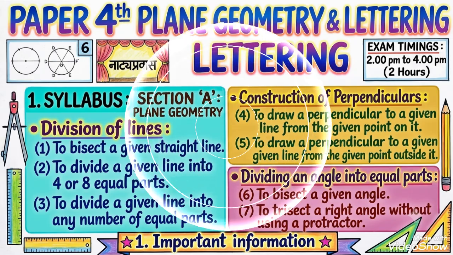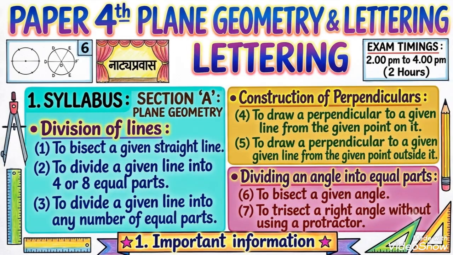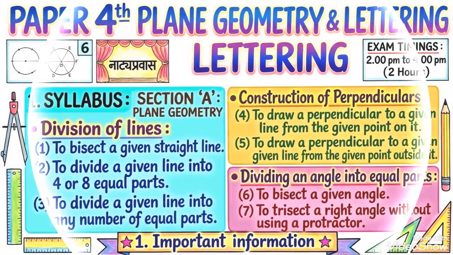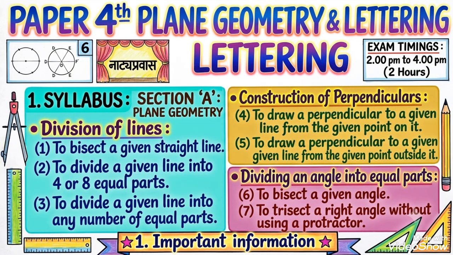Third, to divide a given line into any number of equal parts. And construction of perpendiculars. The fourth topic is to draw a perpendicular to a given line from a given point on it. The fifth one is to draw a perpendicular to a given line from a given point outside it. And the next point is dividing an angle into equal parts. The sixth one is to bisect a given angle and to trisect a right angle without using a protractor.